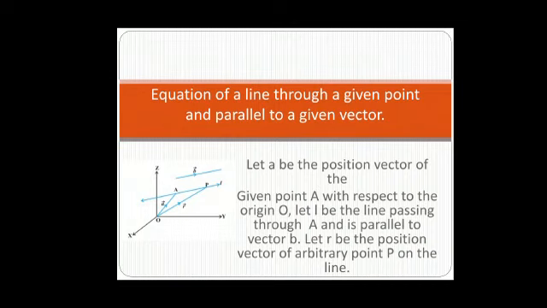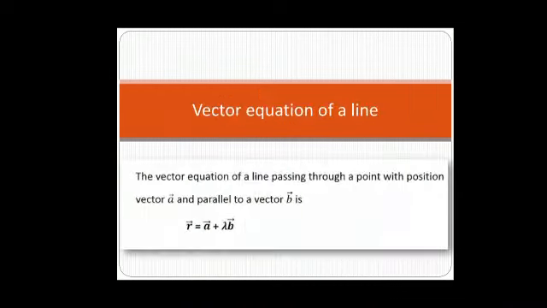As shown in the figure, let A be the position vector of the given point A with respect to origin O, and let L be the line passing through A and parallel to vector B. Let R be the position vector of an arbitrary point P on the line. So, the vector equation of this line passing through a point with position vector A and parallel to vector B is vector R is equal to vector A plus lambda vector B.